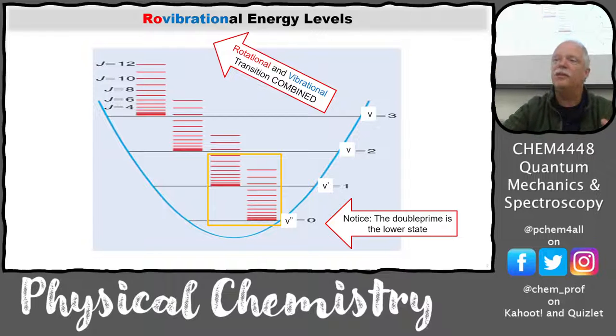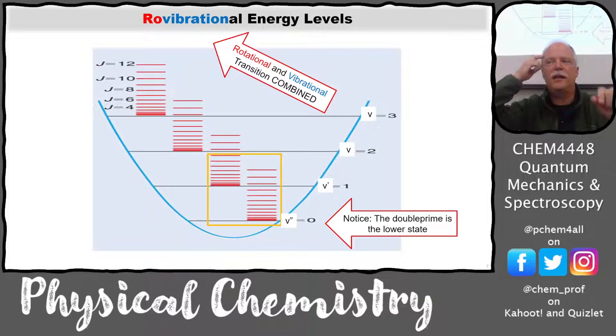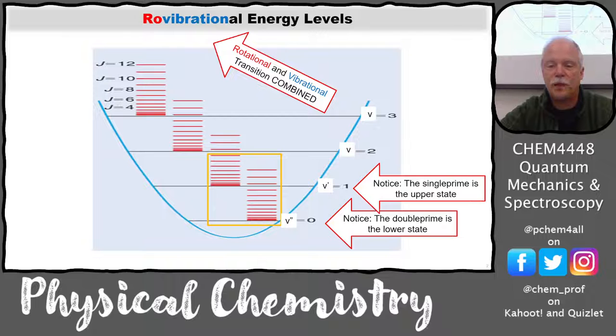If it seems backwards to you, it's because the original experiments were all emission spectroscopy. So it is backwards now, because we're using absorption. We're starting in the double prime, going to the prime. That needs to be ingrained in your mind for the rest of the semester, because we'll do that for rovibrational. And then when we get to the iodine lab, we're looking at vibronic, so vibration and electronic combined. And again, the double prime is the lower state, the prime is the upper state. Okay.